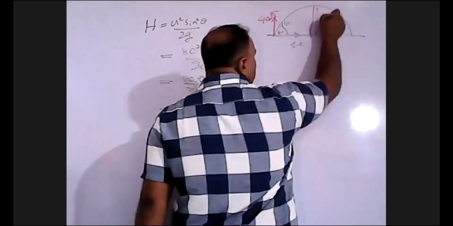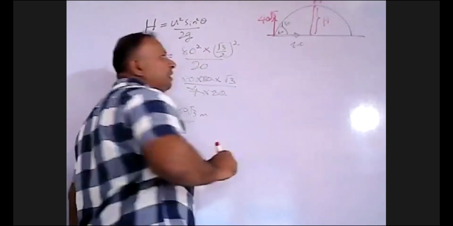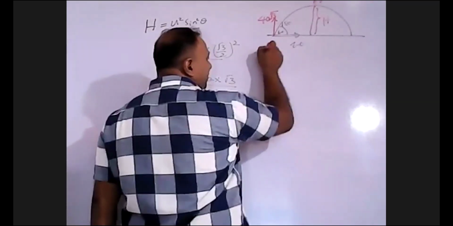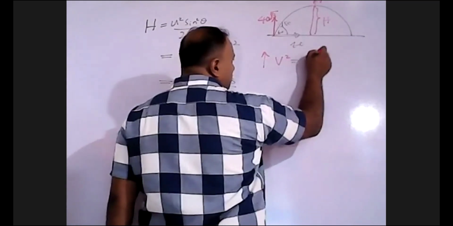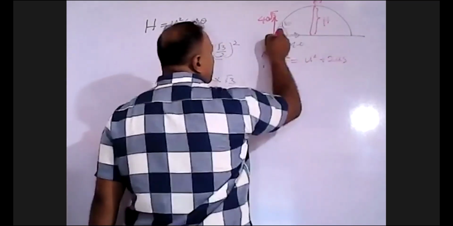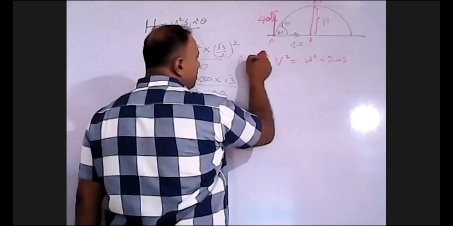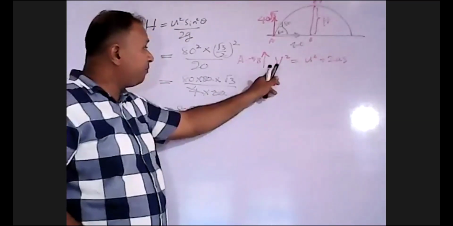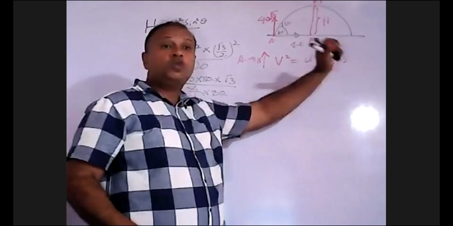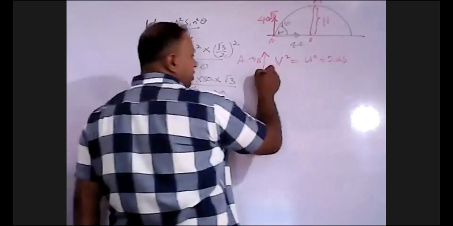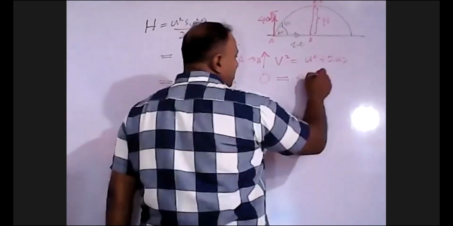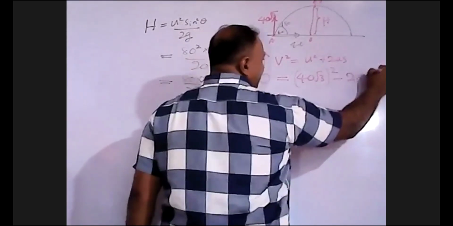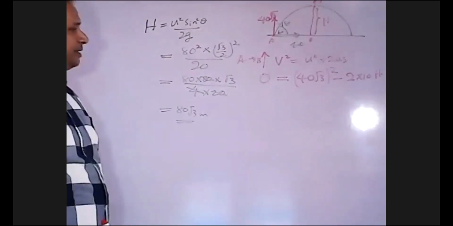So if the maximum height is h, the velocity at the maximum height is 0, the vertical velocity is 0. Therefore, from A to B, vertically upward direction, I can apply v squared equals u squared plus 2as. The final velocity is 0. Initial velocity is 40 root 3, squared, minus 2as.